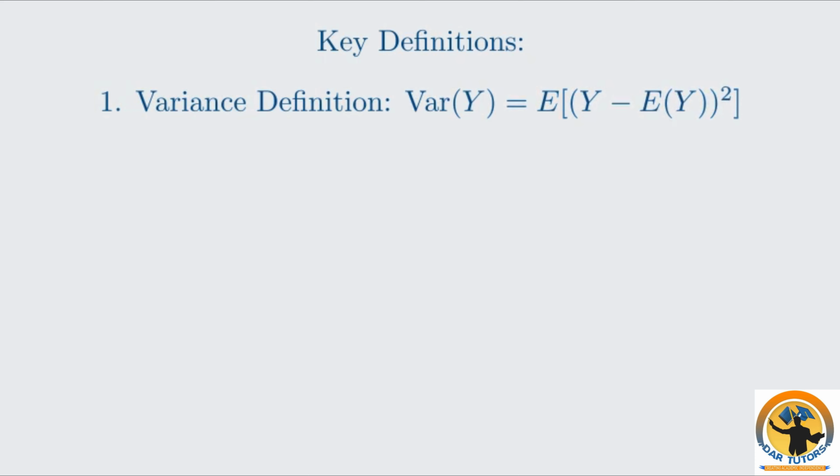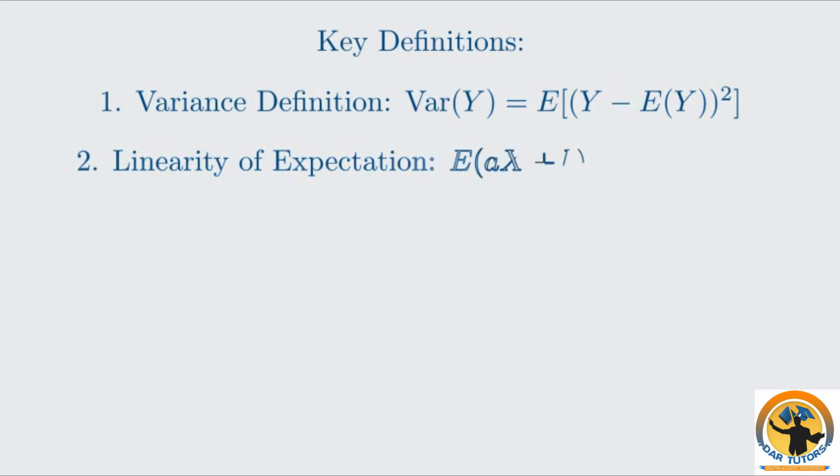μ_Y. Second, the linearity of expectation. The expected value of a constant times X plus another constant is that constant times E(X) plus the second constant. We want to find the variance of the new variable, aX + b. Let's call this new variable Y. So we want to find Var(Y).